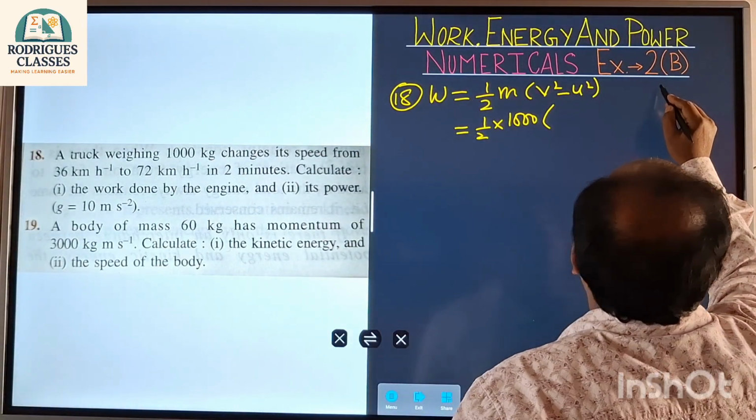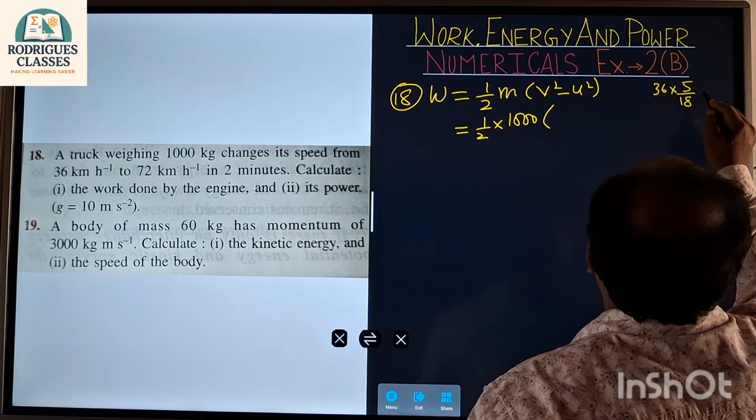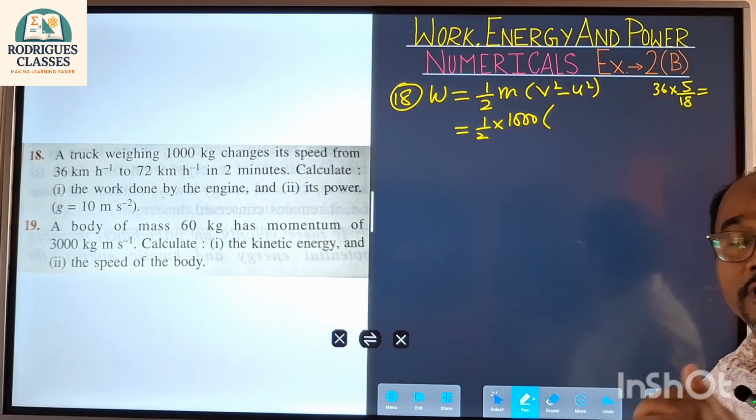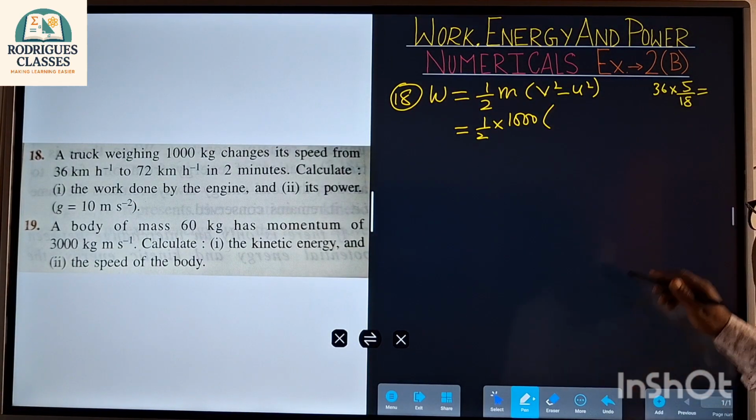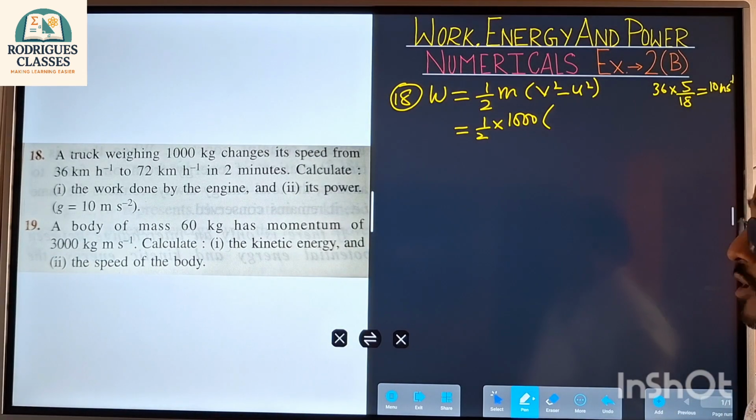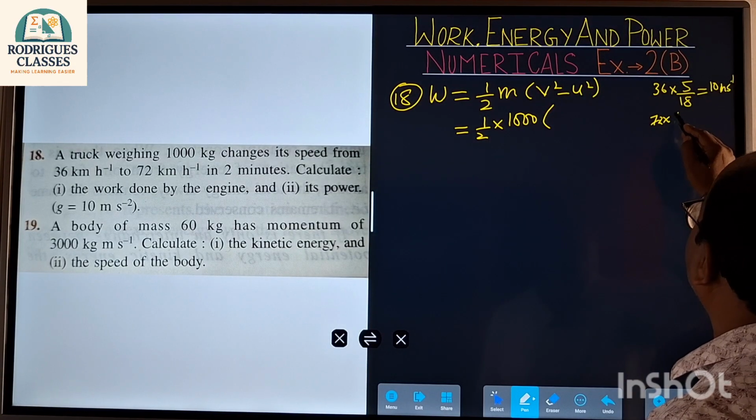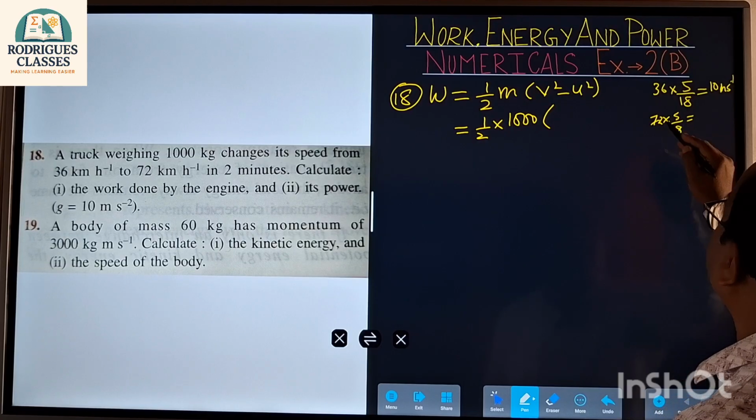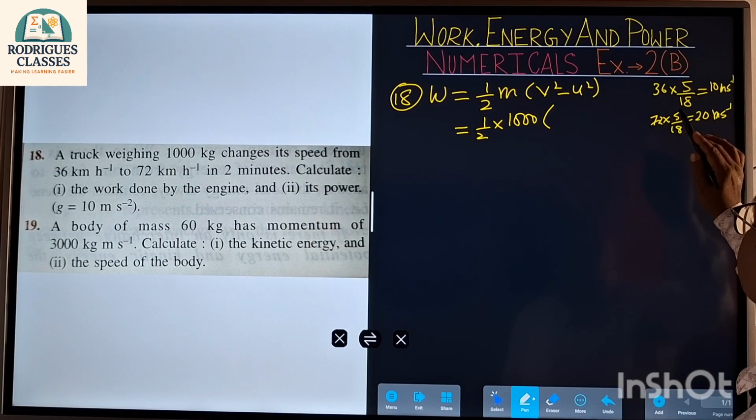Okay, so if I find here 36 into 5 by 18, okay, so we know that we have to convert kilometer per hour into meter per second. We need to multiply it with 5 by 18. So this will give me 18 twos, so I will get it as 10 meter per second. Okay, and same way 72, if I go to convert into 5 by 18, so 18 4 is 72, I will get as 20 meter per second. So this is my u value, this is my v value.